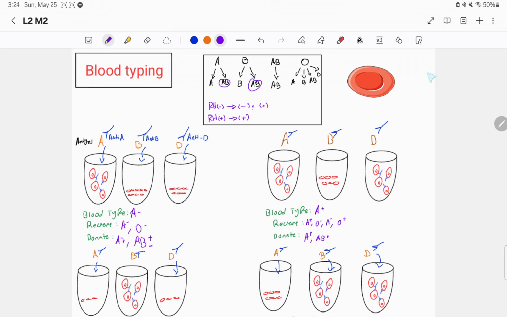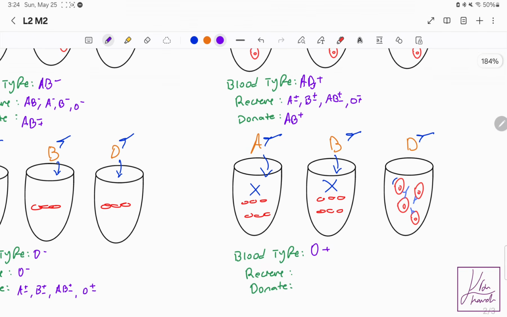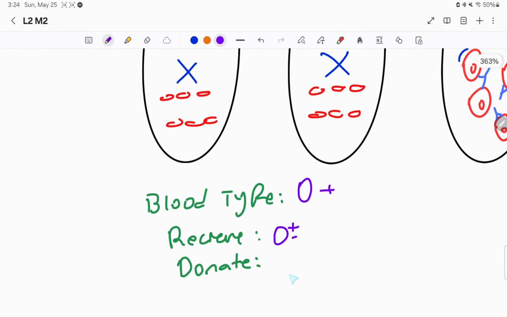Oh, actually, sorry about that. I keep getting these mixed up. He can only receive from O positive and O negative, because positive can give to positive, O can give to O, and negative can give to everybody. So who can this guy donate to? Well, he can donate to pretty much everybody that is not negative. So he can give to O positive, A positive, B positive, AB positive.